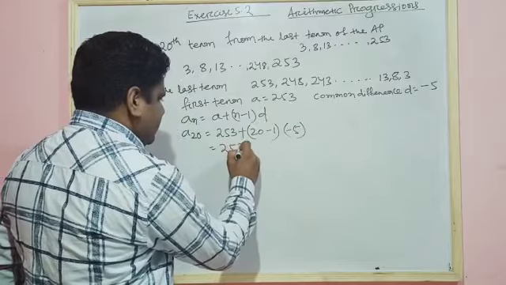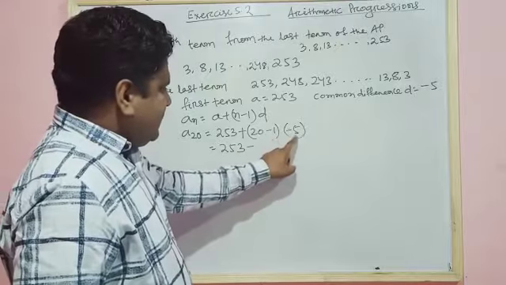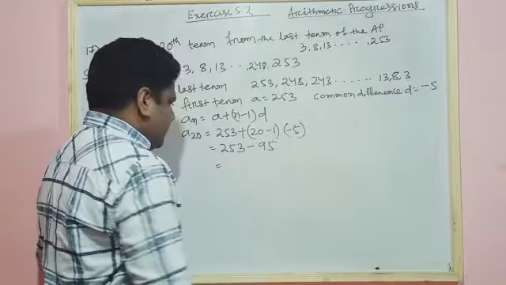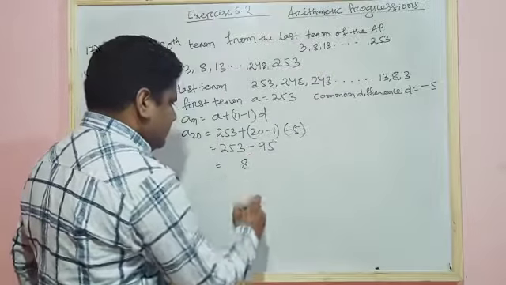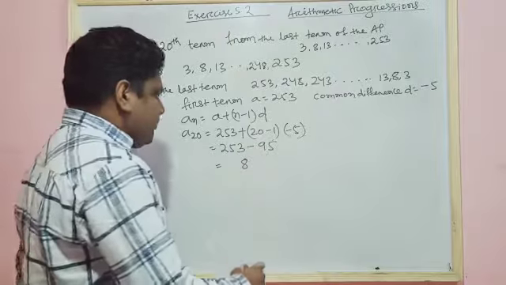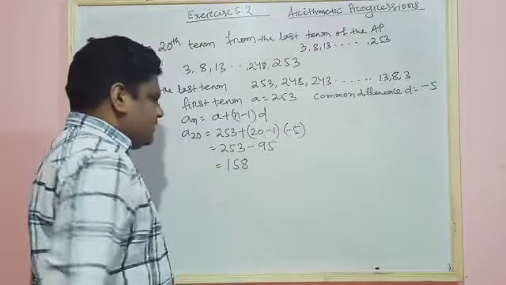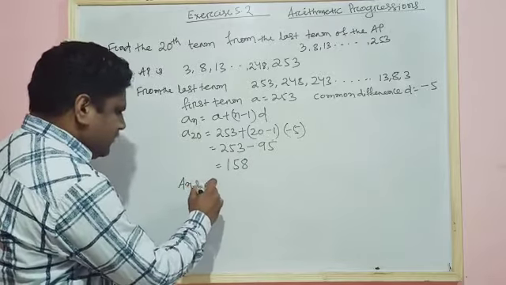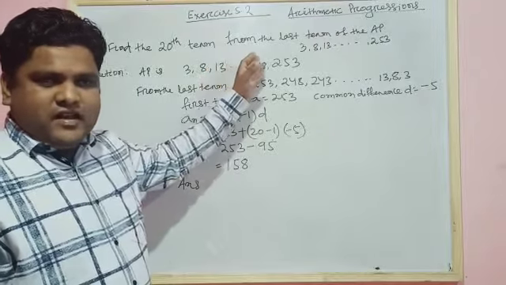So it will be 253. 20 minus 1 is 19. 19 into minus 5 is minus 95. Now subtract 253 minus 95. 13 minus 5 is 8. Here we have 4, so 14 minus 9 is 5. And here we have 1. So the final answer is 158, the 20th term from the last term.